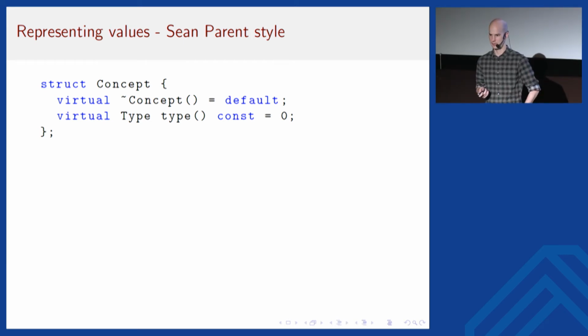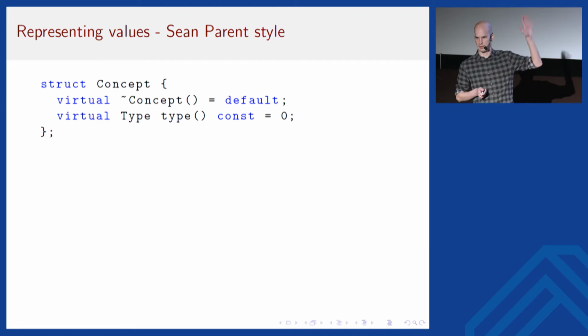Another way to do this, if you don't like variant for whatever reason, is to roll your own type erasure. I wrote it here Sean Parent style, because he popularized this in his "Inheritance Is the Base Class of All Evil" talk. I will just go over this really quickly. If you think that this is super confusing, just watch Sean's talk. There was also a talk by Louis Dionne at CppCon this year, which explains all of this in great detail and all of the different options that you have. This is just to give a rough overview.